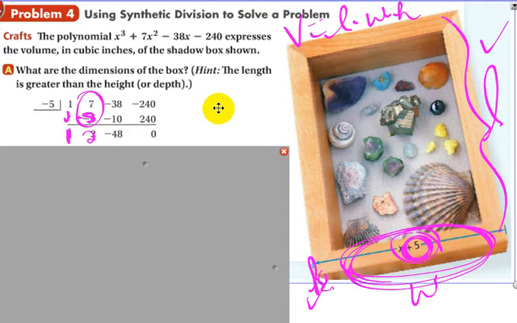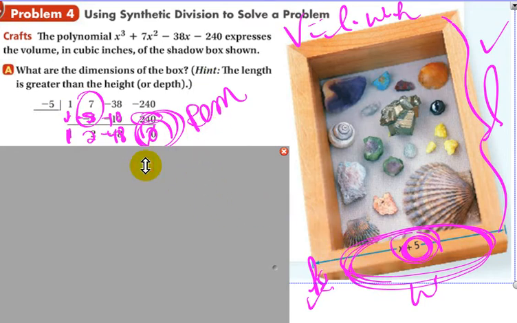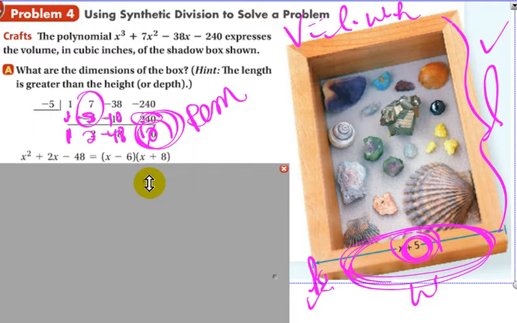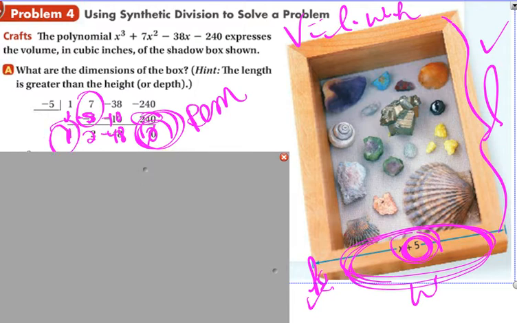So -5 times 2 is -10. Pencil it in, add them. We've got a -48. Now, -48 times -5 is a positive 240. Now add them, and you get a 0. Your last term is always the remainder. Okay? Now, we know we had a cubic, and we divided it by an x term. So we know that our answer is going to start with x squared, 1 less, right? So this means it's going to be 1x squared plus 2x minus 48 with the remainder of 0.